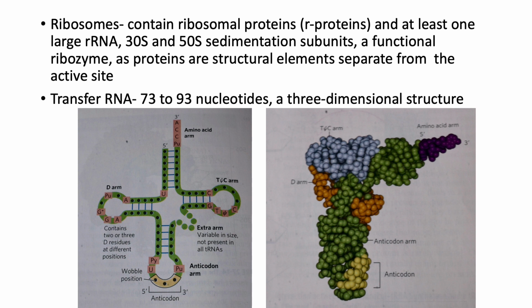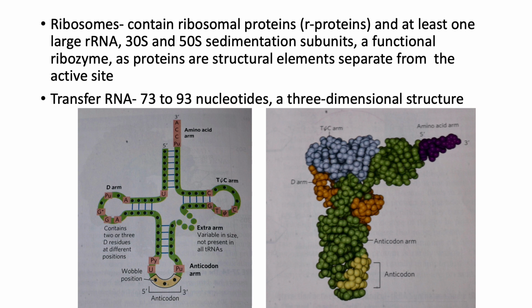Ribosomes contain ribosomal proteins, the R proteins, and at least one large RNA. There are 30S and 50S sedimentation subunits. This is a functional ribozyme, as these are structural elements separate from the active site. Transfer RNA has anywhere from 73 to 93 nucleotides and is a three-dimensional structure.